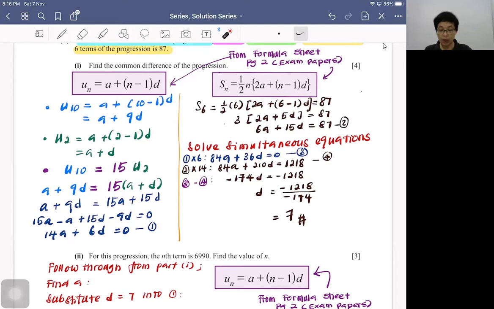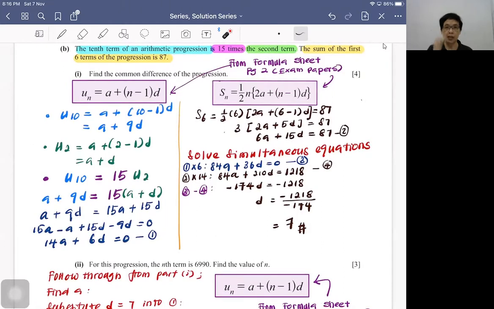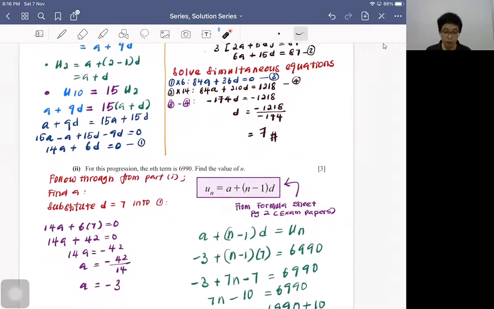Now, what I plan to do now is eliminate a. Therefore, I just take equation 3 minus equation 4, and you get for us minus 174d equals minus 1218, with a division of negative 174 both sides. We comfortably and accurately obtain the value of D, and we successfully answered part 1 of B. Now let's move on to B2.